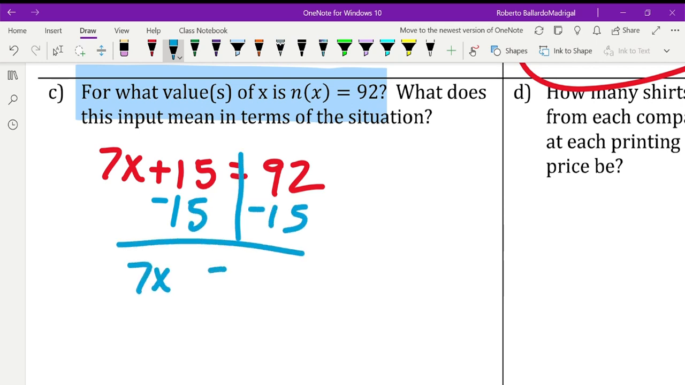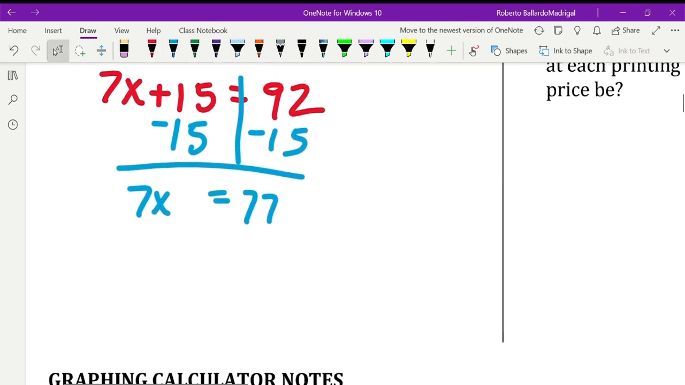Seven x is going to equal 77. So the question for you guys, if 7x equals 77, then what does x equal? X equals 11.